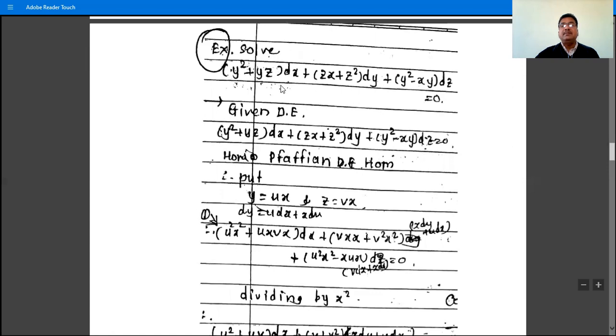Okay, so the next problem is of the same type, homogeneous Pfaffian differential equation. We will see the remaining problems of the same method in the next lecture.